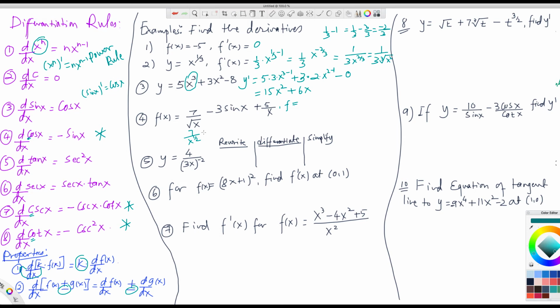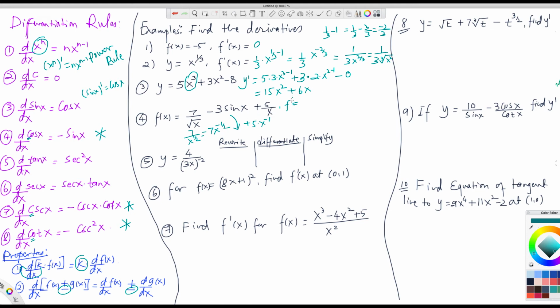So I want to move this. If I move this, what happens? It will be 7x to the negative 1/2, right? If you move the bottom term to the top, the exponent changes its sign, and this will stay the same. And how about that one? Plus 5 times x to the negative 1. You see that? So that 7 over root x becomes 7 times x to the negative 1/2.